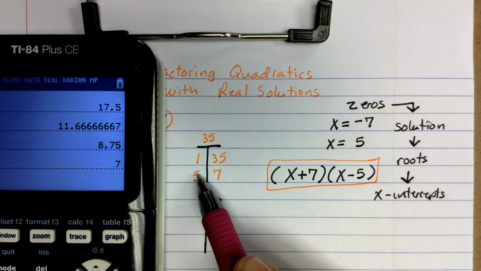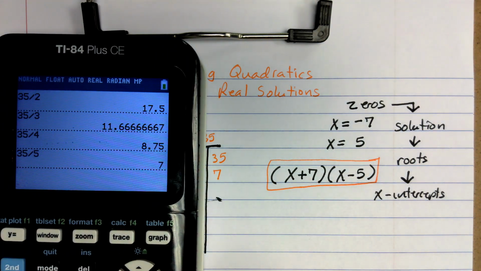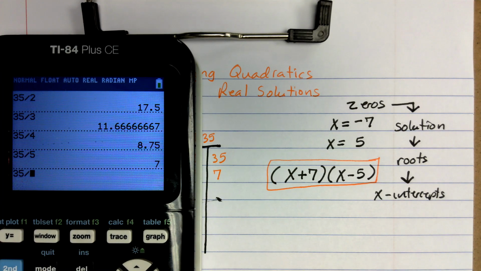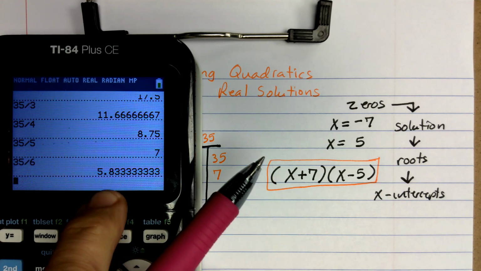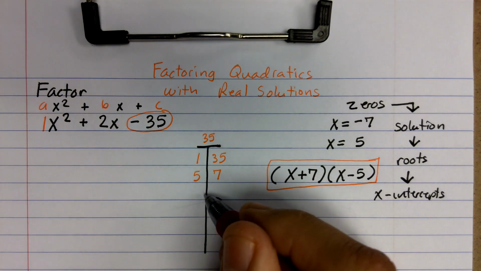So what comes in between 5 and 7? It would be 6. If you're not sure if 6 will work, we can throw it in there and just see if it works. And it does not. It gives us a decimal strand. So these are all of our factors. We can actually stop here.